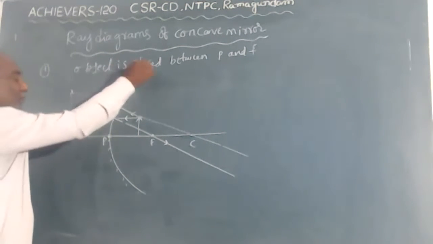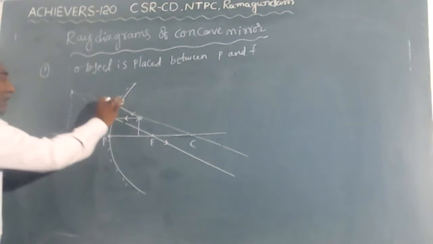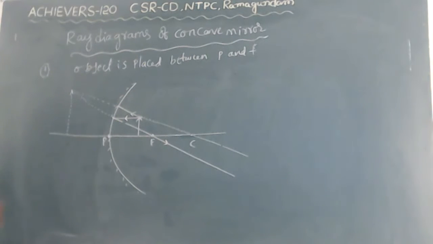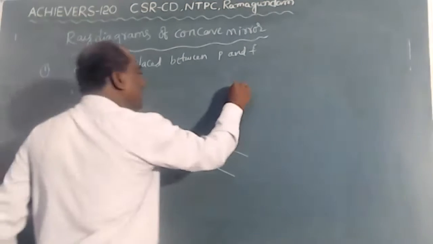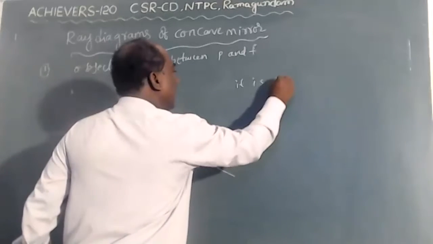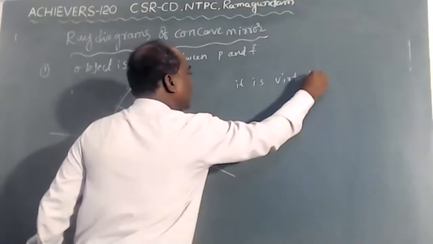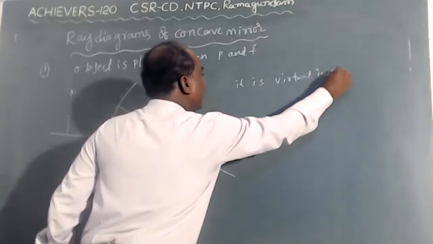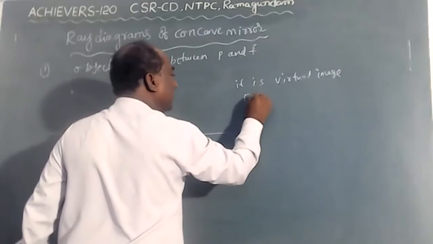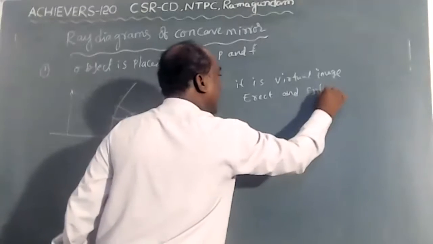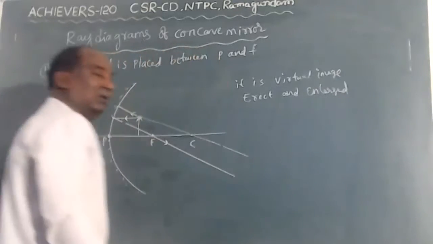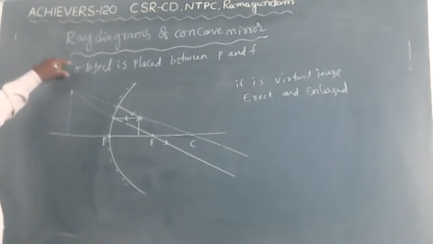When the object is placed between pole and focus, the image forms behind the mirror. It is a virtual image, erect and enlarged. So these are the characteristics of the image. It is a virtual image, erect and enlarged. So this is the first question's ray diagram.